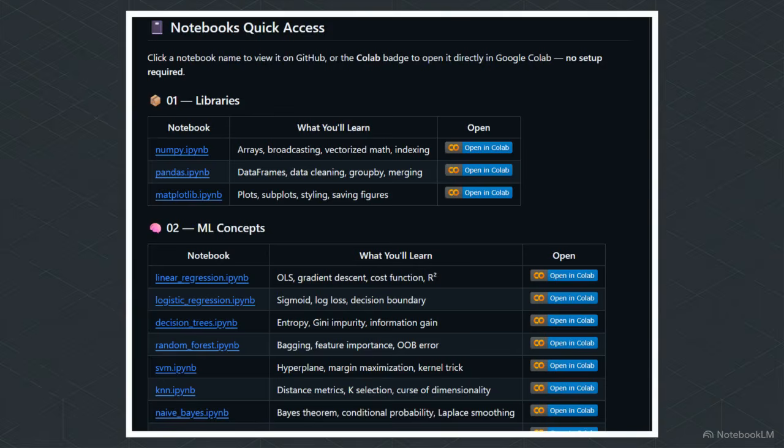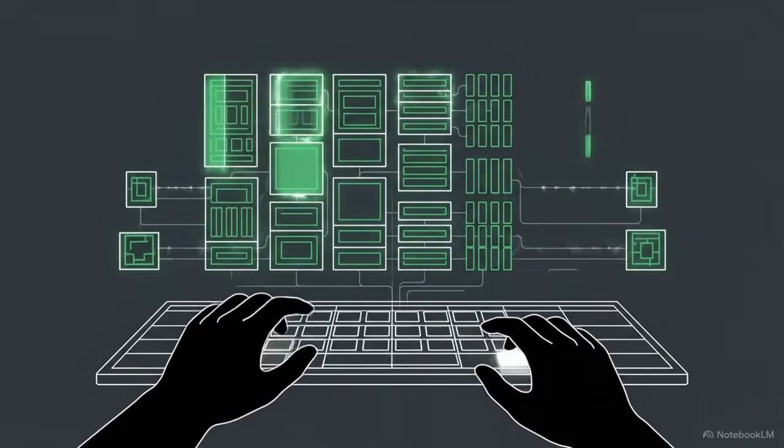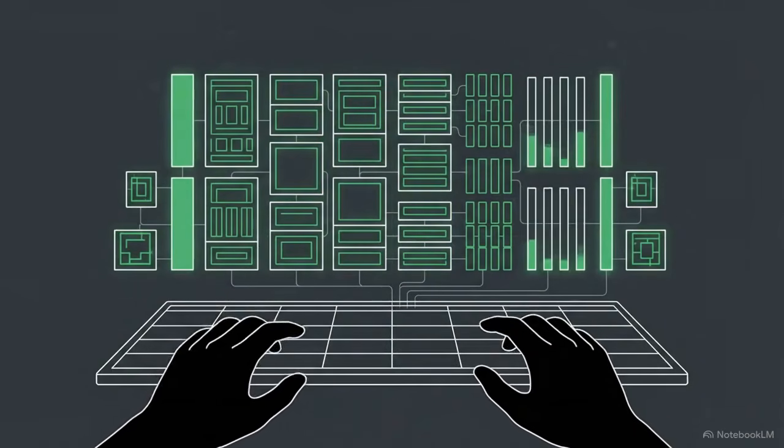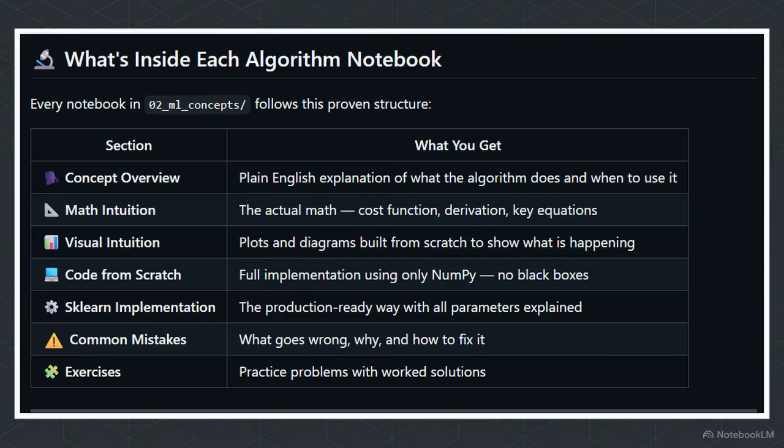To remove execution friction, every single algorithm has a dedicated Open in Colab badge. Colab is a cloud-hosted Python notebook environment provided by Google. Clicking this spins up a workspace instantly, meaning you execute the code directly in your browser without spending hours configuring a local environment. The most powerful part of this repository is its pedagogical backbone.